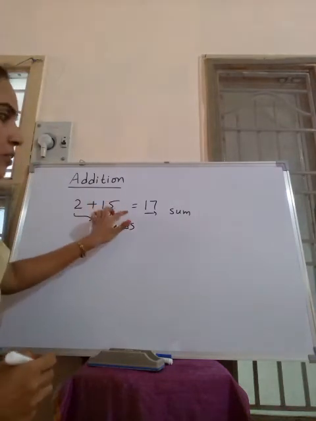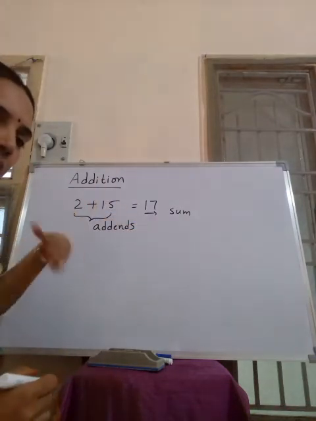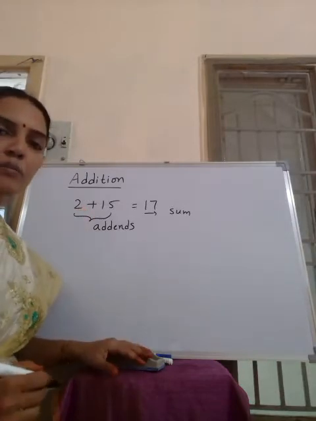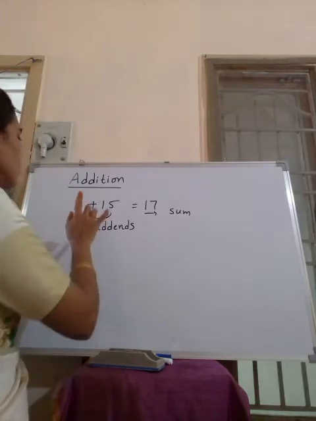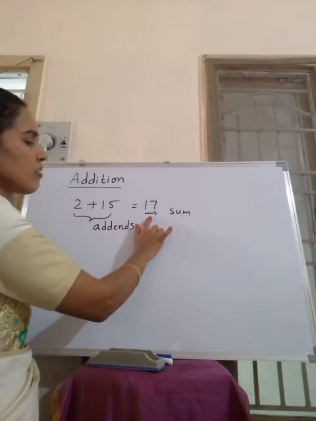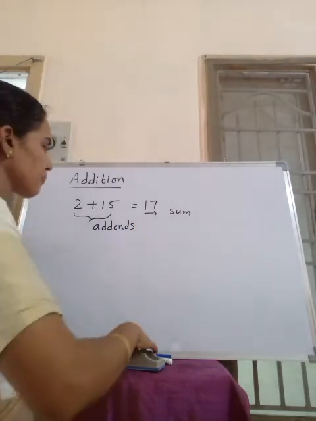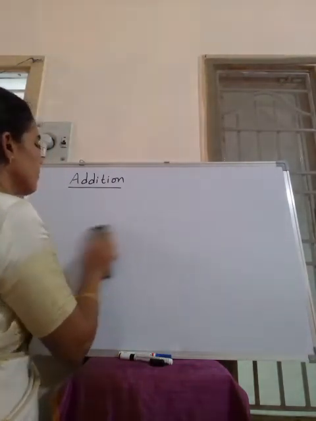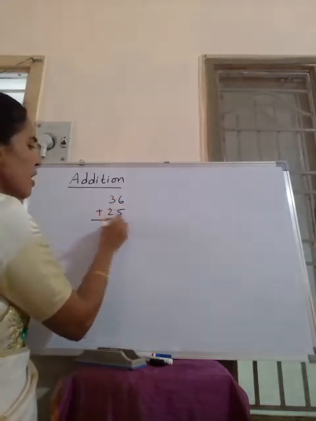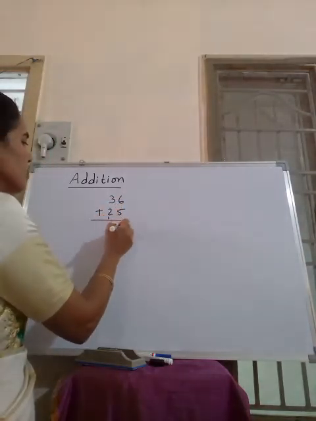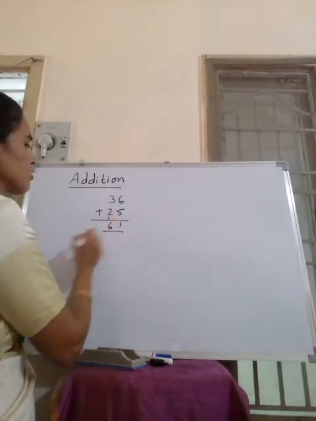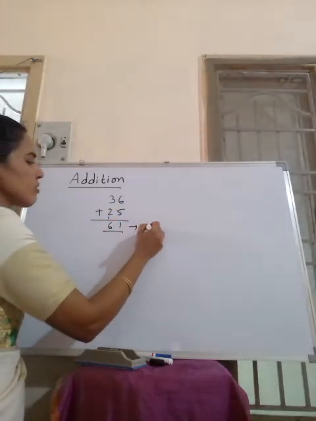Either we can add horizontally or we can add vertically by arranging the numbers, one's place below one's place. The numbers which we are adding are known as addends, and the total we get we call the sum. For example, 36 and 25. Now I am adding vertically: 6 plus 5 is 11, 3 plus 2 is 5, plus 1 is 6. We call 61 the sum.